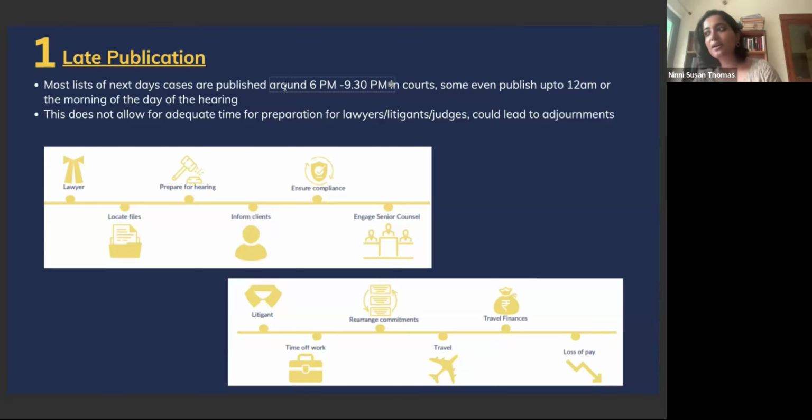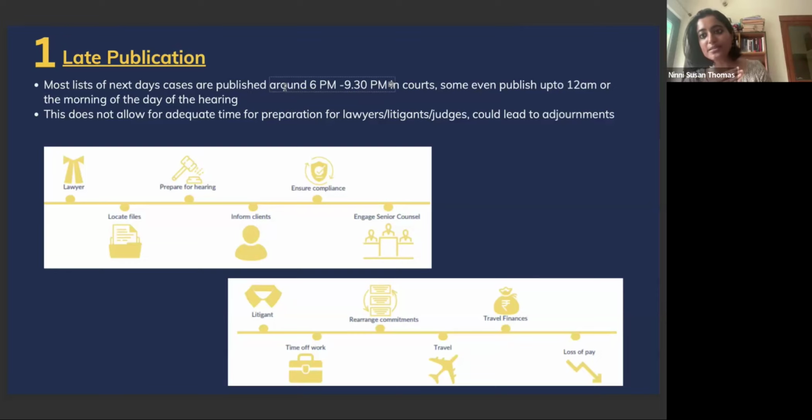That might take time. Things might have changed considerably in the time that the matter has been listed. You don't have the time to figure out what to tell the court. You might not be able to locate the client itself, and all of that takes time. And these are all the administrative tasks. Then there is also the very important task of preparing yourself for the case, researching or drafting any filings that are required. So all of this is affected by delayed publication of cause lists.